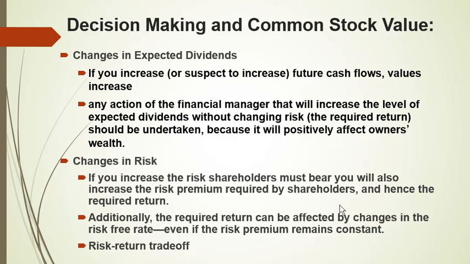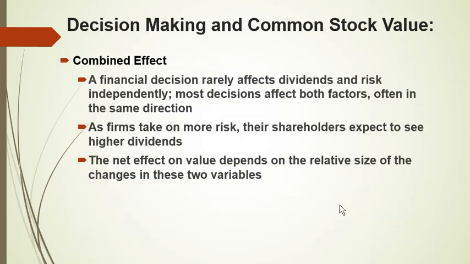This is what we've been talking about in the class or in the previous videos, what's referred to as the risk-return trade-off. Now finally, there is obviously a combined effect, right? A financial decision rarely affects just one variable. So most decisions are going to have multiple impacts throughout the company. As firms take on more risk, shareholders expect to see higher dividends. So the net effect on value depends on the relative size of these changes.